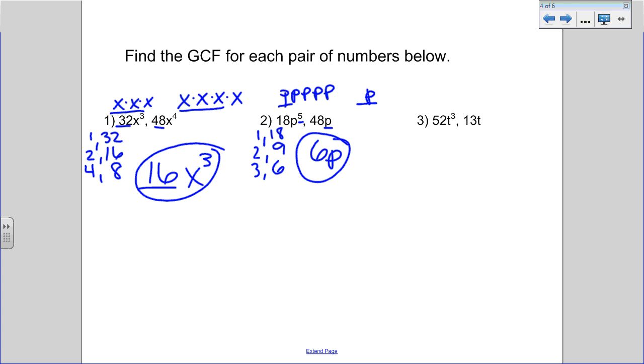Ladies and gentlemen, what was the smallest exponent out of these two, Rachel? What was the smallest exponent out of the two variables in number 1? The smallest exponent in number 1.